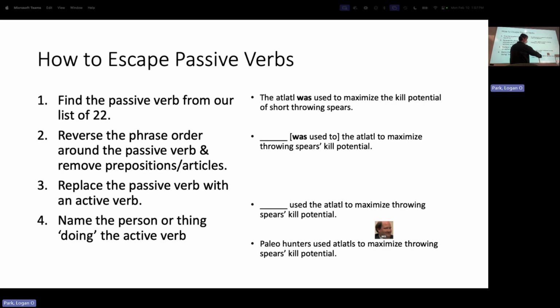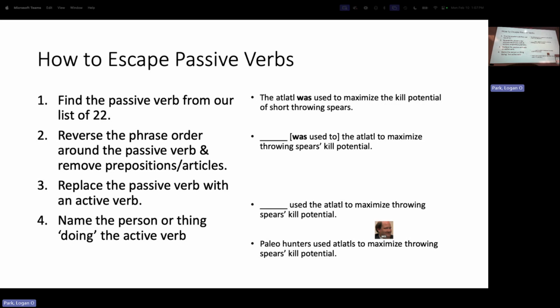Paleo hunters used atlatls to maximize throwing spears kill potential. So we take the original subject of the sentence, move it after the old verb was used to, chop out the preposition to, chop out that passive helping verb was, and was used to becomes used.